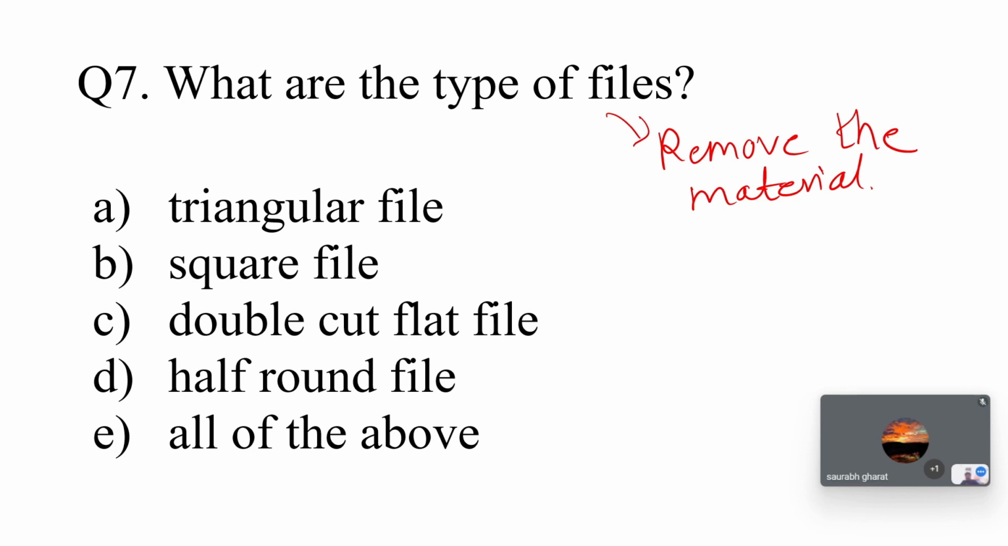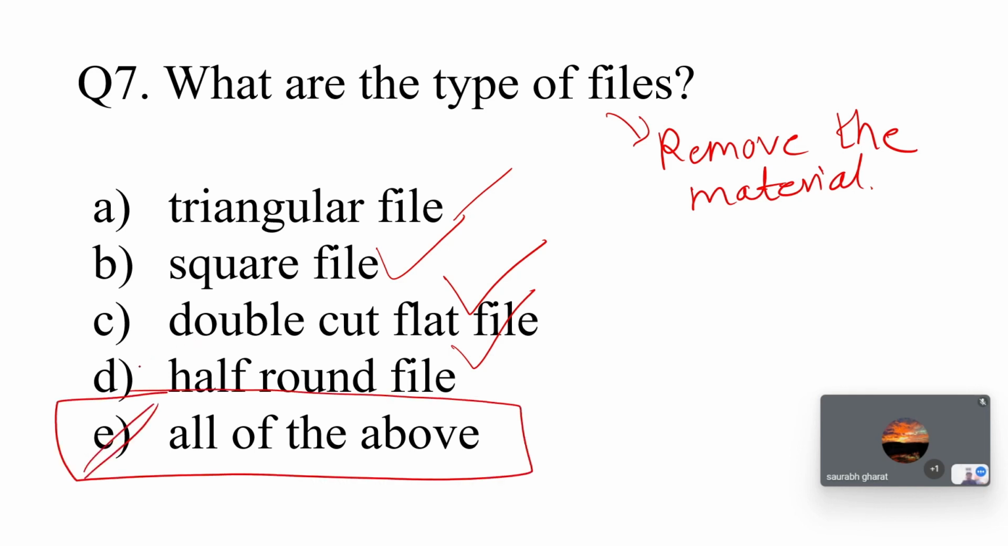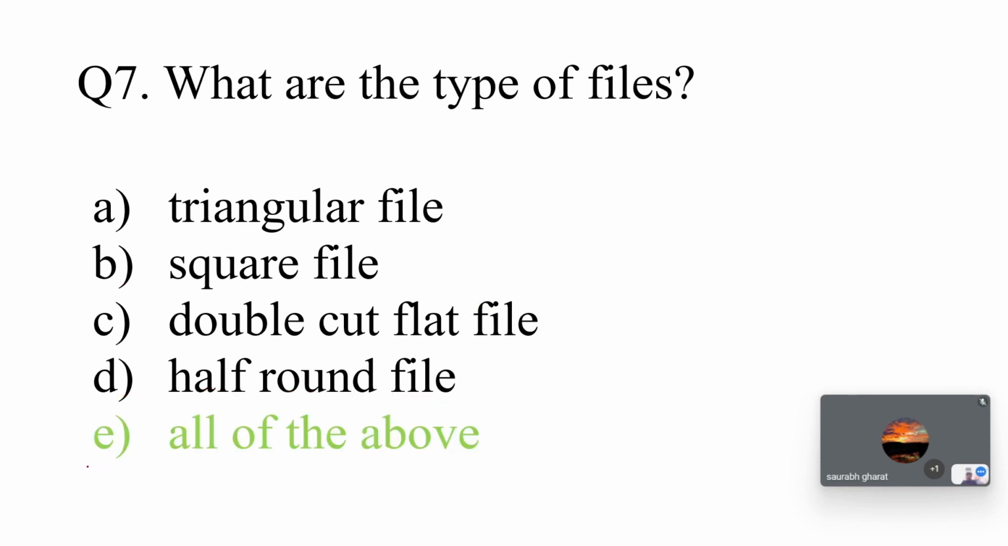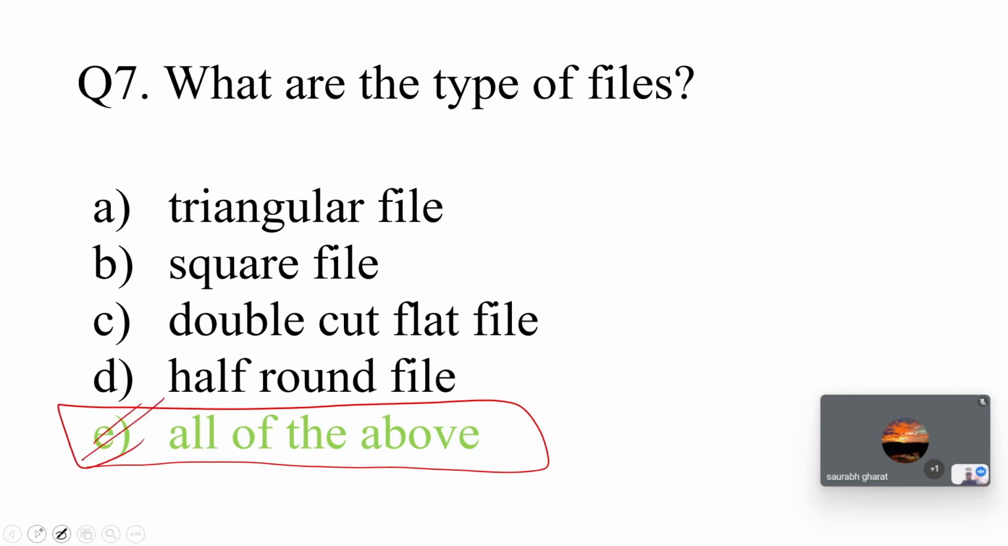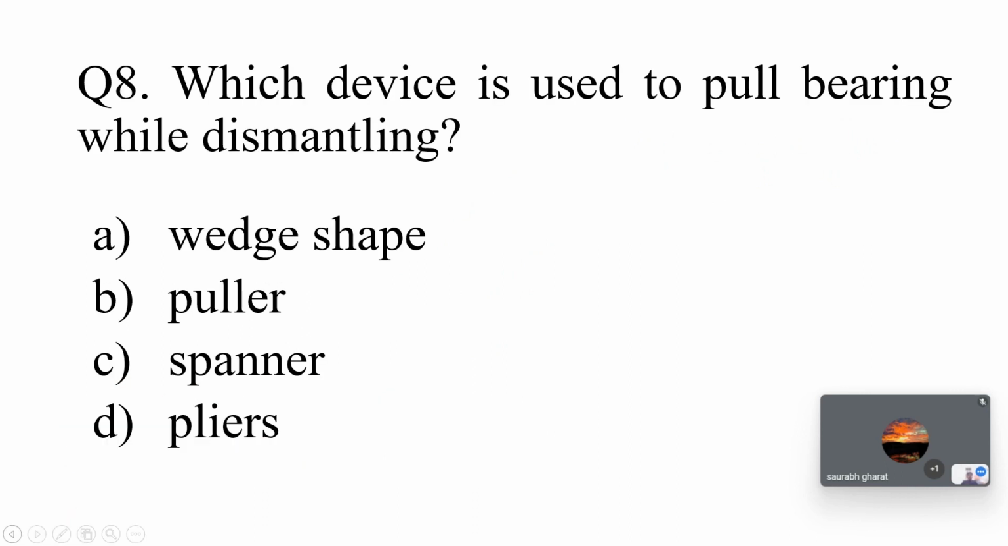Okay, so what are the types? Triangular file is there, square file is there, double cut flat type file is there, and half round file is also there. So all of the above is the correct answer here, because all of these files actually exist. All of the above is your correct answer. So eighth question: which device is used to pull a bearing while dismantling?